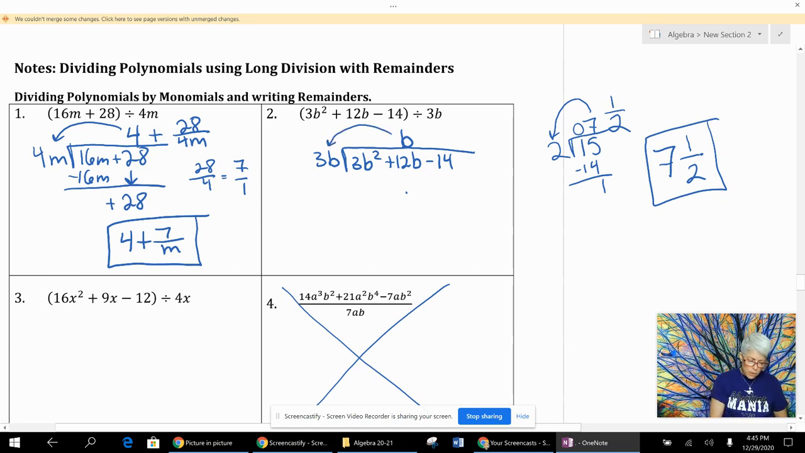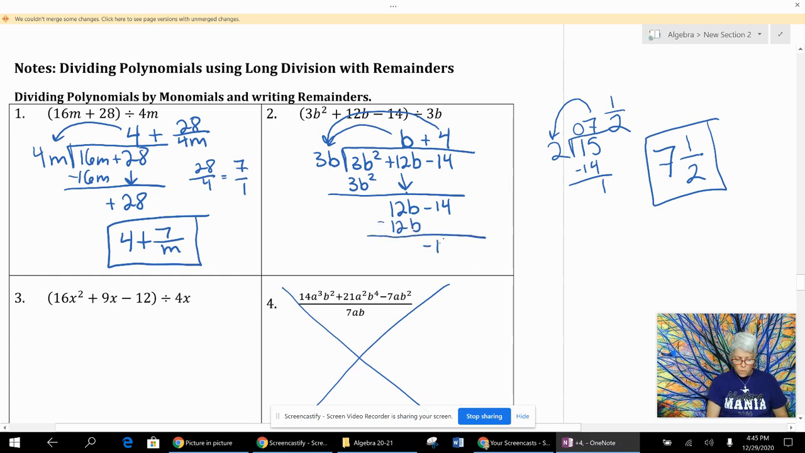So again, remember 3b, I'm going to multiply it, I get 3b squared. And that basically just got rid of that. I'll bring the 12b down. I'm only going to look at the leading term, 3b. 3b times what is 12b? 4. So again, if I put it over the 14, those are like terms. 4 times 3b is 12b.